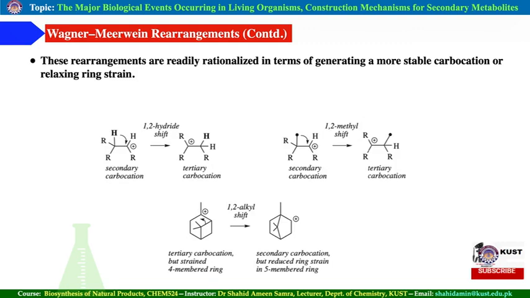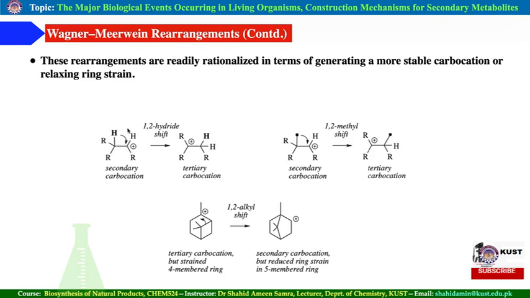For example, if you look at this example, this carbocation is a secondary carbocation because the carbon that has the positive charge is further attached to 2 carbon atoms that are part of this alkyl group as well as this alkyl group. So this is a secondary carbocation.